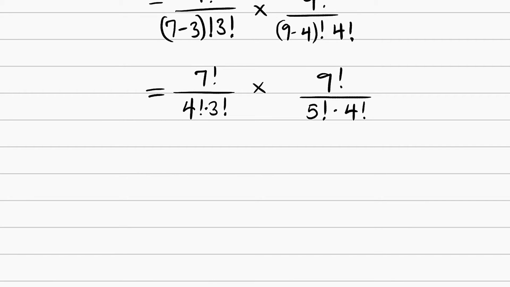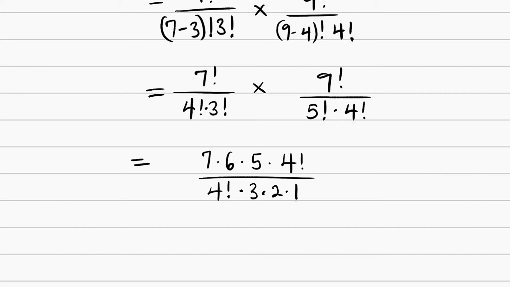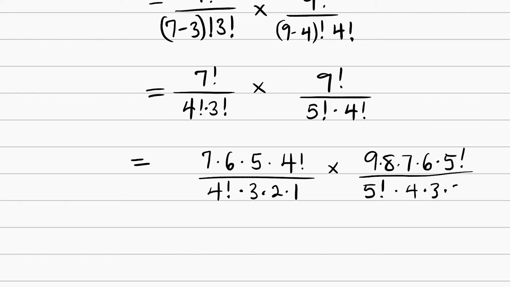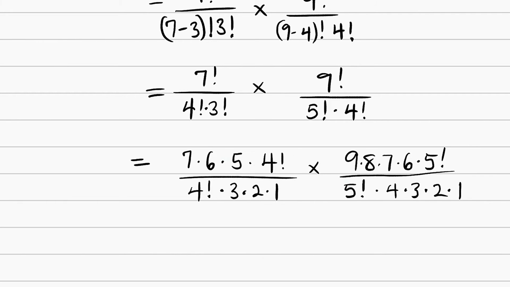Let us further break it down. We have 7, 6, 5, 4 factorial, divide by 4 factorial, multiply by 3, 2, 1. We have 9, 8, 7, 6, 5 factorial, divide by 5 factorial, multiply by 4, 3, 2, 1.